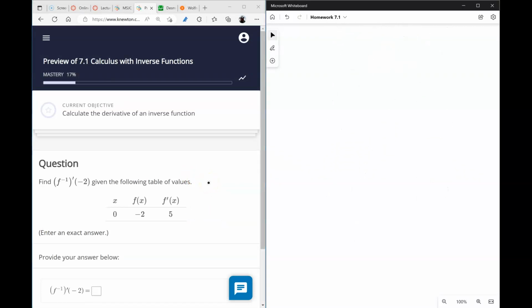Number 3. In this problem, we're given a table of values, so we just need to figure out what exactly is asked of us. So we are asked to find the derivative of the inverse function and evaluate it at -2. And we know it's going to be the reciprocal of the derivative of the original function evaluated at the input that produces the output of -2.